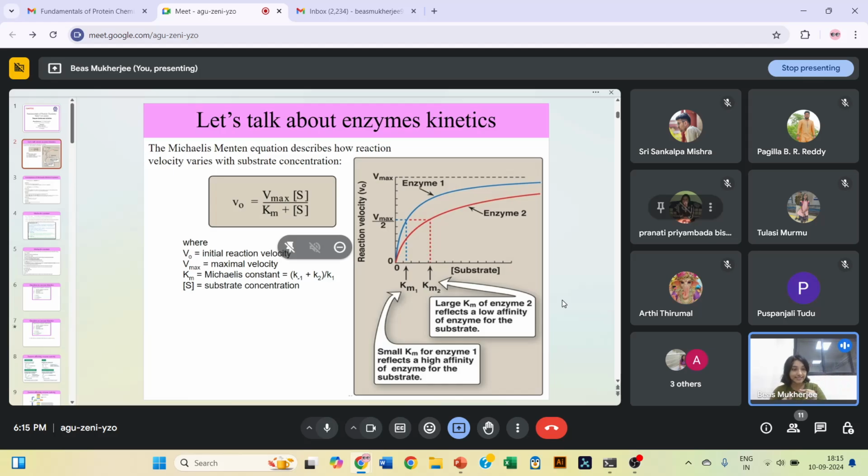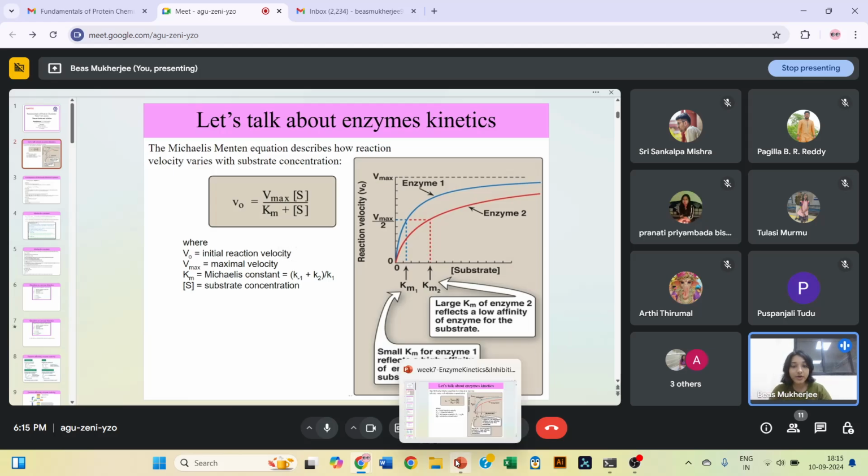If Km is less, that means the enzyme has very high affinity for its substrate, and very easily half of the velocity of the reaction will be attained with a small amount of substrate concentration, right? And it is just the opposite for an enzyme with high Km for a particular substrate. In that case, a large amount of substrate will be required to reach half of the maximal velocity of the reaction.